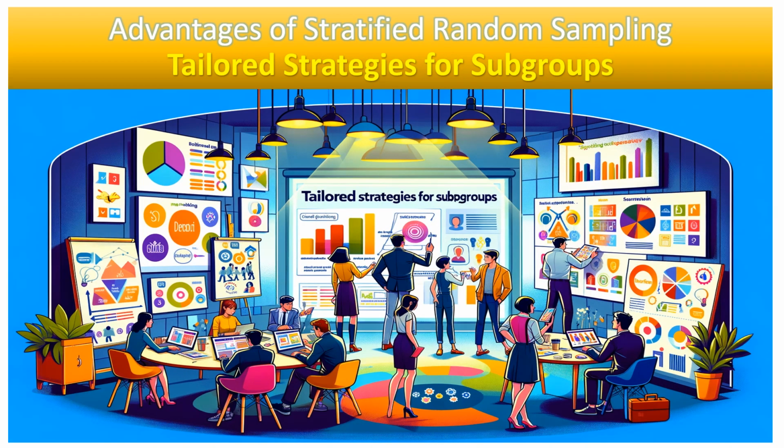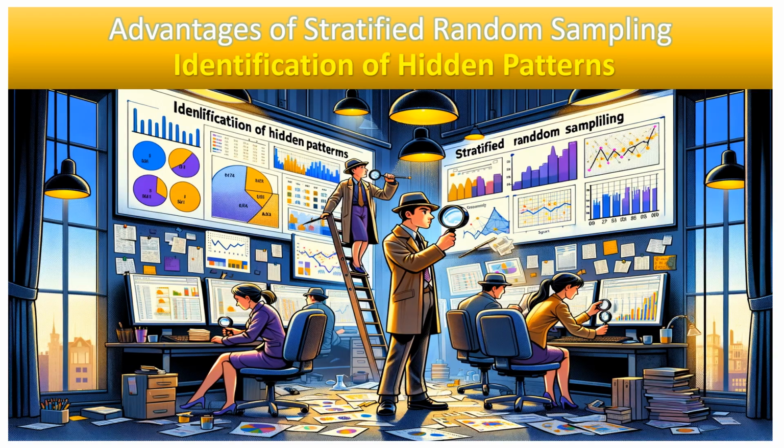In fields like marketing or public policy, understanding the specific needs and characteristics of different segments of the population is crucial. Stratified random sampling provides the detailed data necessary to develop tailored strategies and interventions for each subgroup, enhancing the effectiveness of these initiatives. Stratified sampling can reveal patterns and trends that might be obscured in a simple random sample of the entire population. By isolating each subgroup, it becomes easier to identify unique trends within these groups, which might otherwise be diluted or missed when considering the aggregate data.